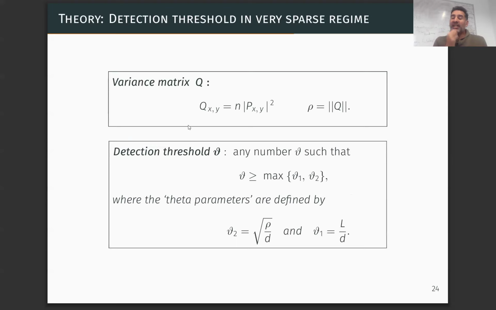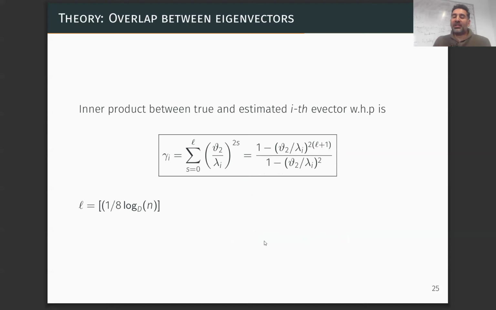In terms of computing the actual detection threshold of when matrix completion is possible, the object that comes into play is this rho parameter, which is in the top box. That rho parameter is basically the spectral norm of the matrix P, element-wise squared, and then rescaled by a value of n. So there's an explicit spectral constant that pops up via this rho. And then there's another theta parameter that's related to it, where gamma 2 is theta, or this rho divided by d. And now here's that final inner product between the true and the estimated eigenvectors with high probability.